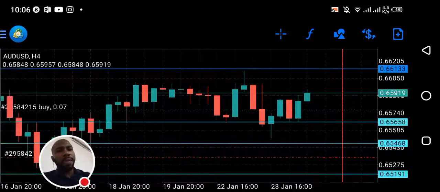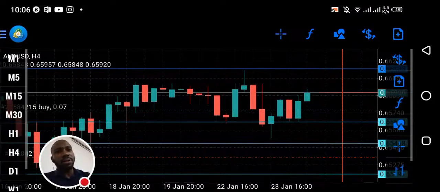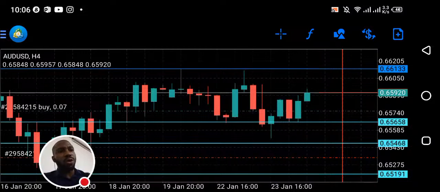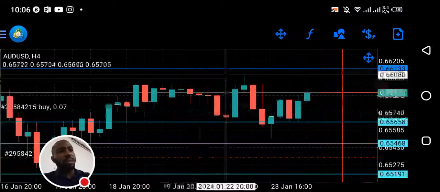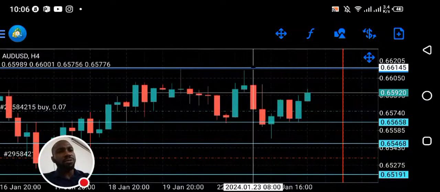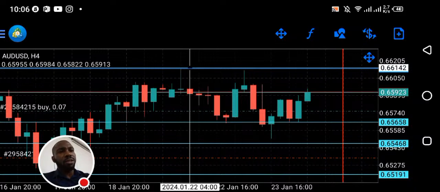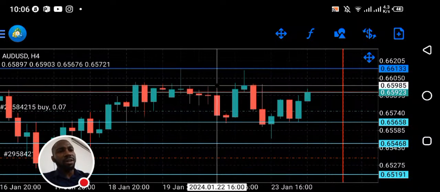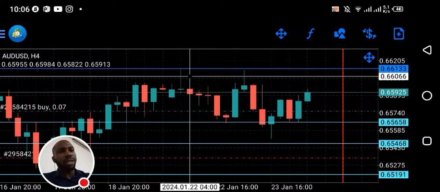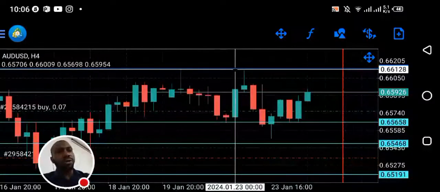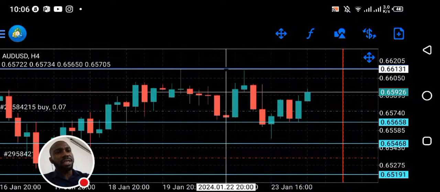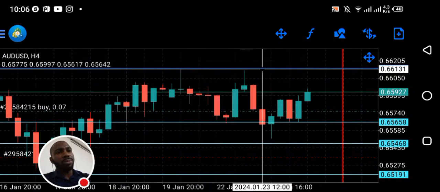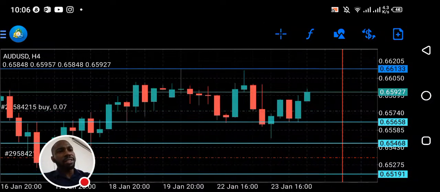Okay, I'm expecting Australian dollar USD to clear the equal highs where liquidity resides. These equal highs, there are a lot of stop losses at this level. There are a lot of sell orders at this level, and oftentimes they are used to hunt for the stop losses at these levels. So I'm expecting to break these highs.